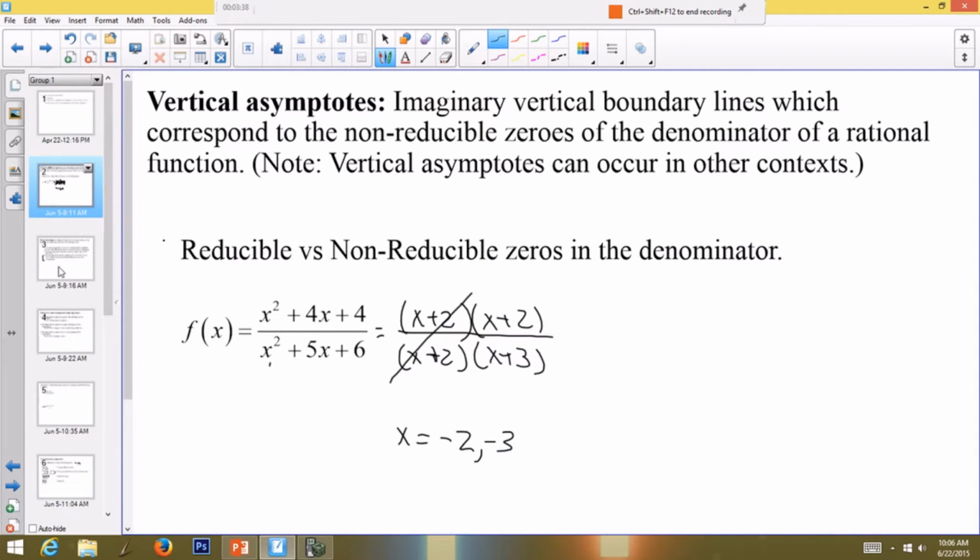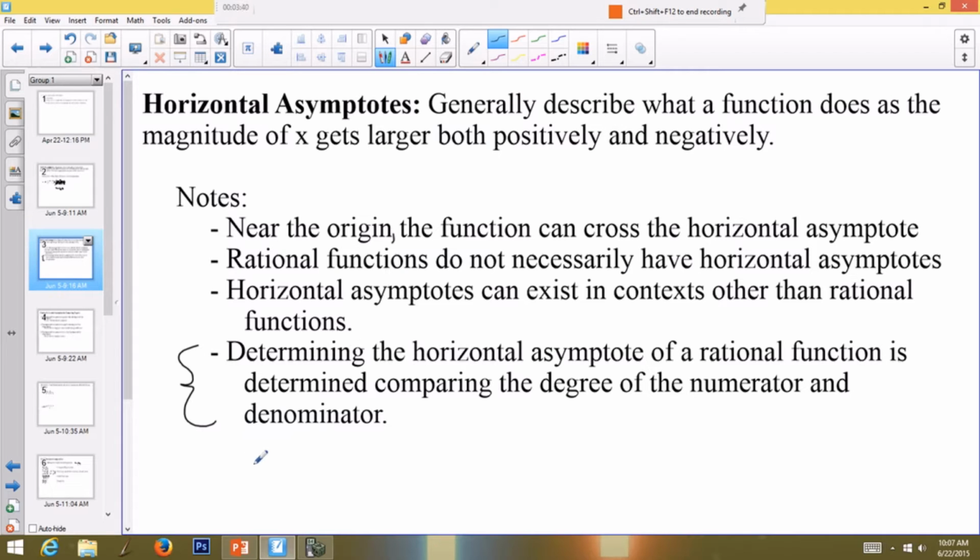All right, so let's talk about horizontal asymptotes. Horizontal asymptotes generally describe what the function does as the magnitude of x gets larger, both positively and negatively. So just some notes to think about what that really means. Near the origin, the function can cross the horizontal asymptote. So we could cross it lots of times, as much as we get close to the origin. What we're talking about is what the function does towards the extremely positive and the extremely negative values.